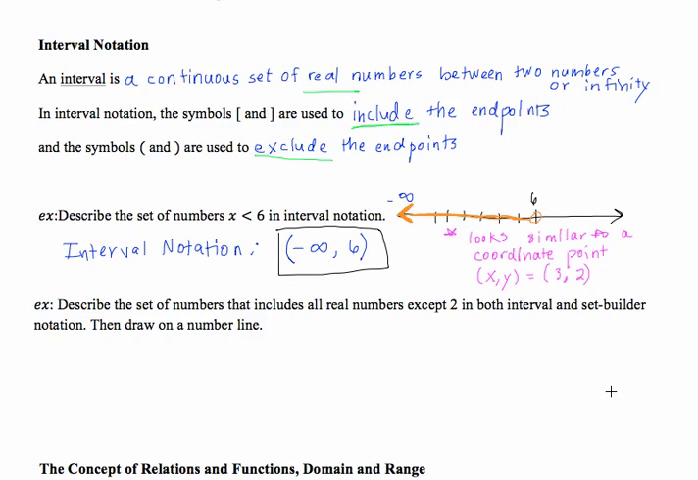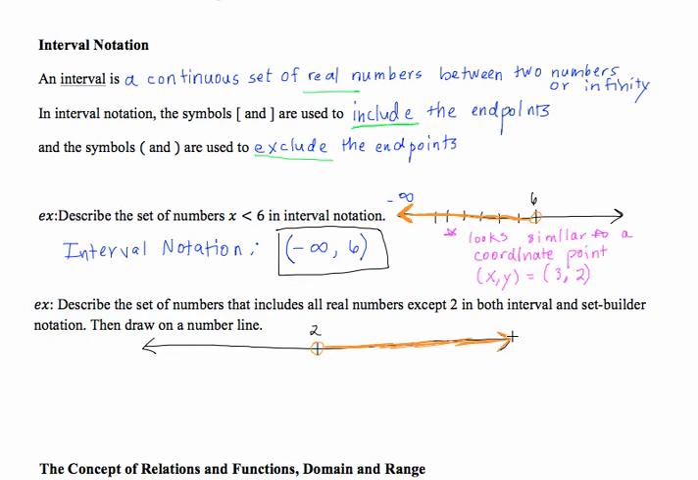So let's do another example here. Let's describe the set of numbers that includes all real numbers except 2 in both interval notation and set builder notation, and we'll draw it on a number line. Actually, let's start with a number line because this is going to be difficult to picture. So here's 2. I'm going to put that in the middle. So everything except for 2. We'll have an open circle at 2, but everything else is included in this set.